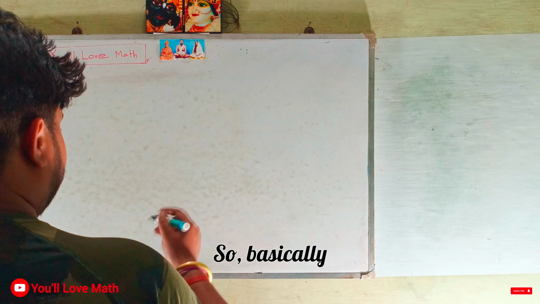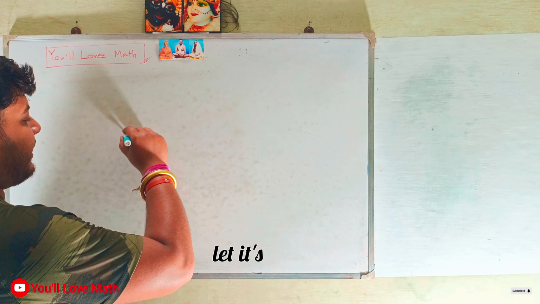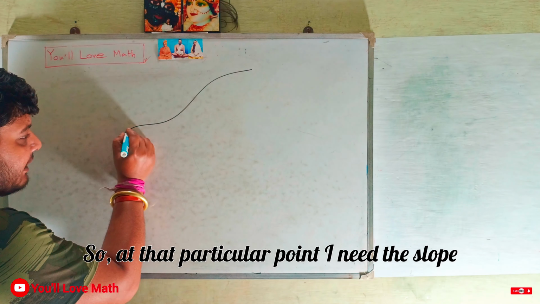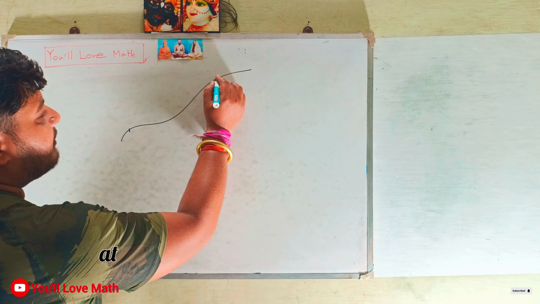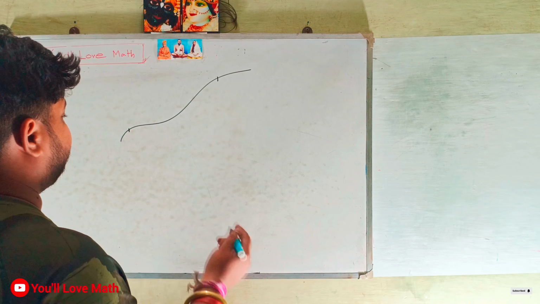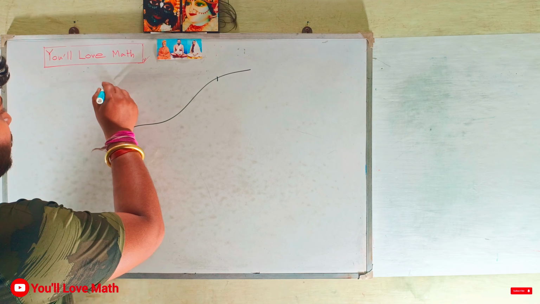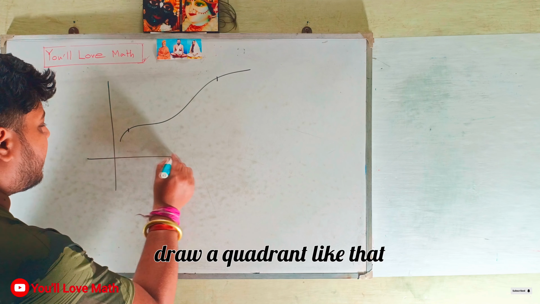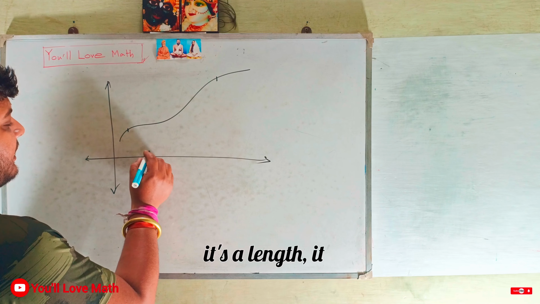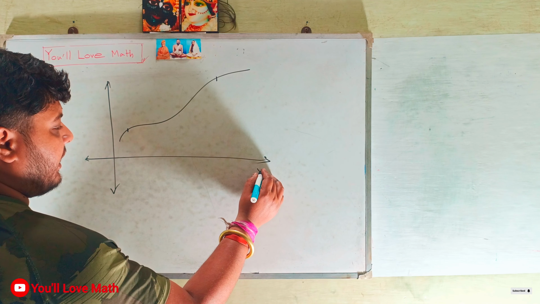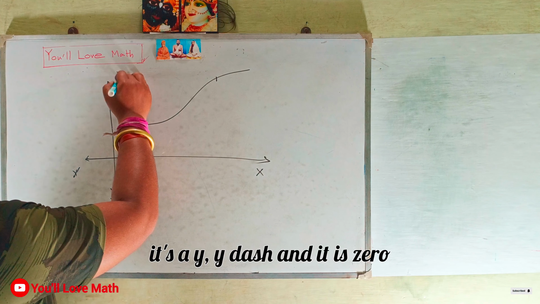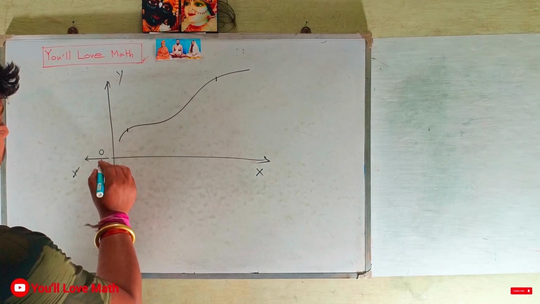So basically, let it be a curvature. At that particular point, I need the slope. I want to find out the slope of that curvature. So basically, draw a quadrant like that, with x, x dash, y, y dash, and the origin 0. Fine. So what is slope?